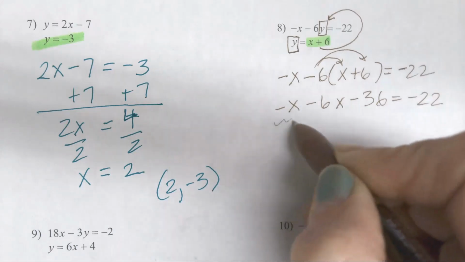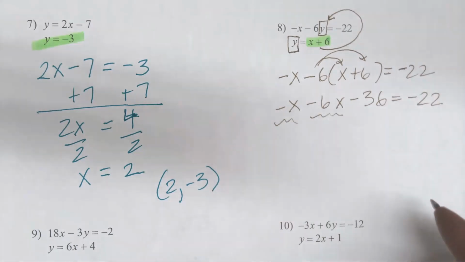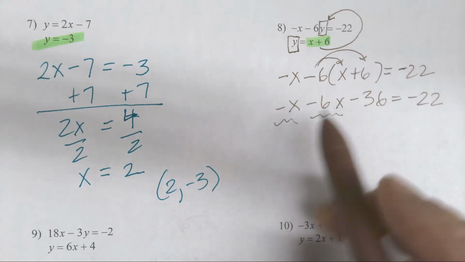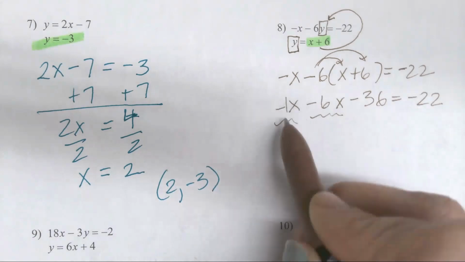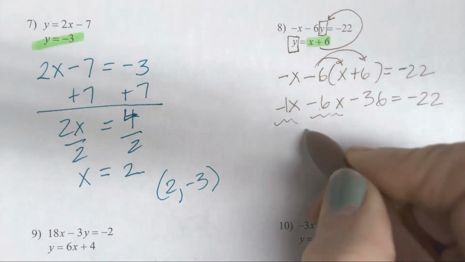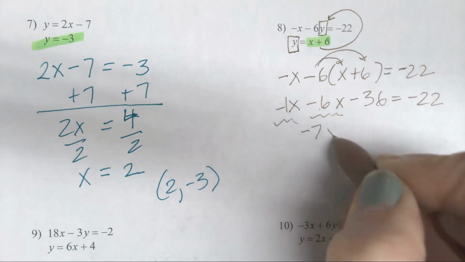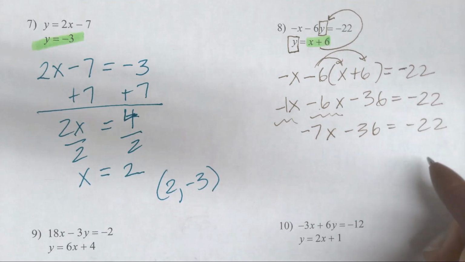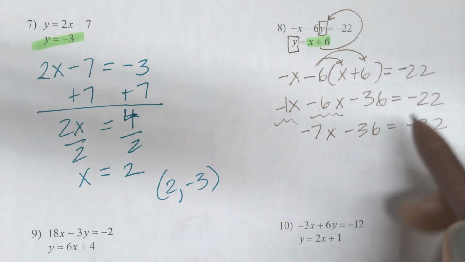I combine like terms. What's the number in front of this x if I don't see it? Yep, so negative 1. What's negative 1 minus 6? How do I solve?